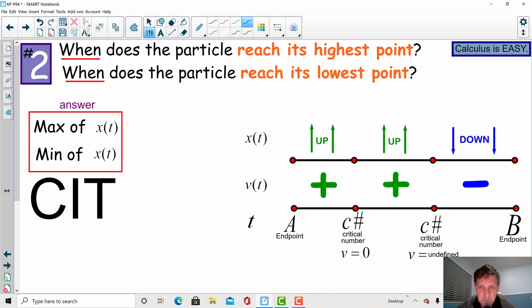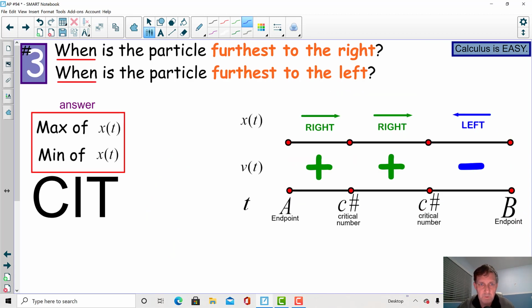All right, let's take a look at our third example. When is the particle furthest to the right? So this is pretty easy. We're just going right, and then we go left. So when are we furthest to the right? Well, it's at that spot where you change and start going left. So it would be at this critical number. That's a pretty easy one.